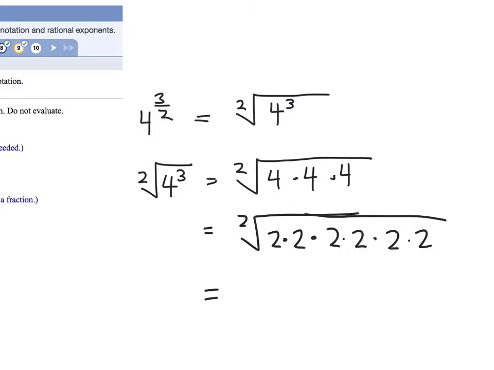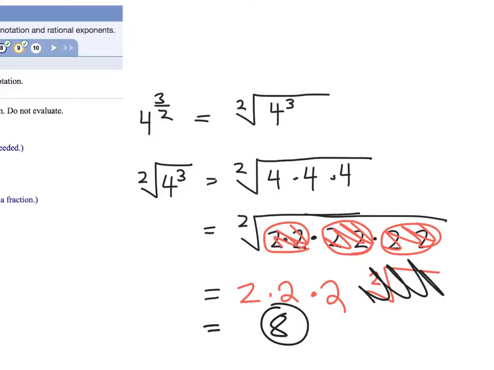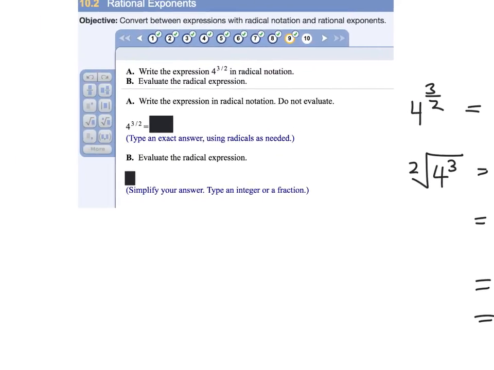And now, this second root means whenever you see two numbers, you circle them, you cross them out, you write one down. You circle 2, you cross them out, you write 1 down. And then lastly, you circle 2, you cross them out, and you write 1 down. And so what's left inside the radical? Nothing. So we can just cross that whole thing off. And so we are left with 8, because 2 times 2 times 2 is 8. And so that's our answer. We can see our answer right there.